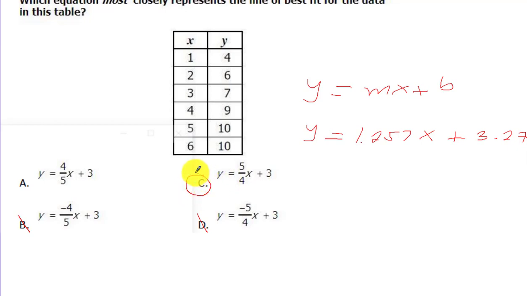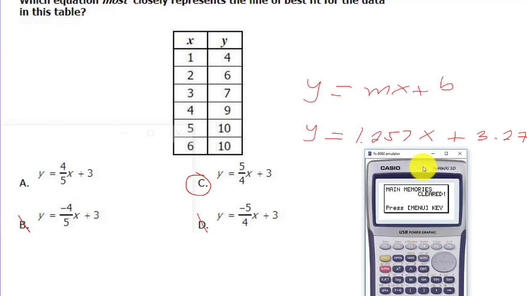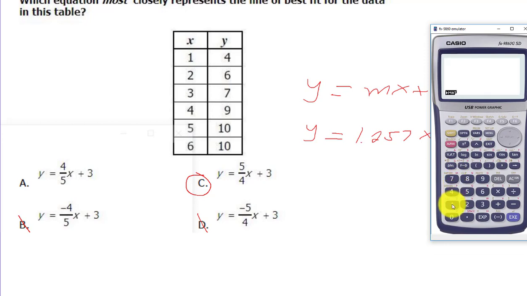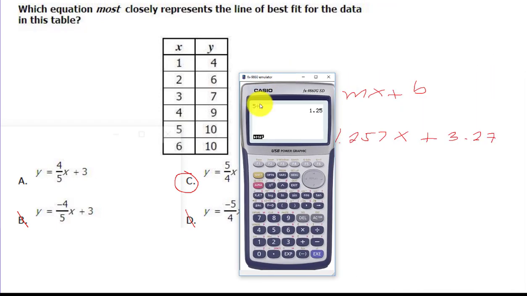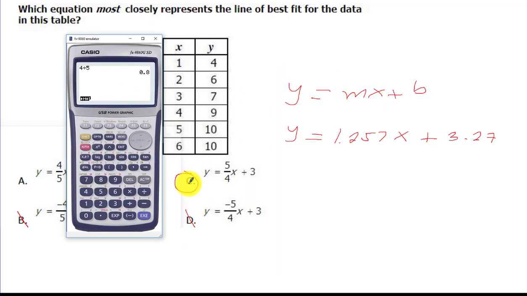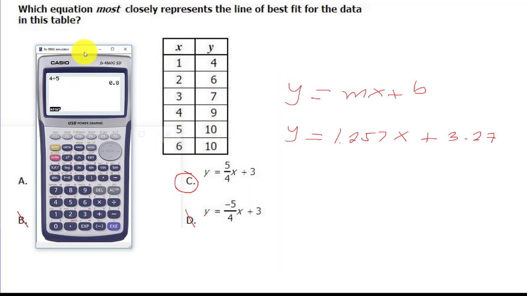Now, if you would like to verify, we can actually divide our numerator by the denominator. 5 divided by 4, and we are going to get 1.25, which is close to the m that we got. Compared to 4 divided by 5, you are going to get 0.8. Alright, so the answer for this question is letter C.